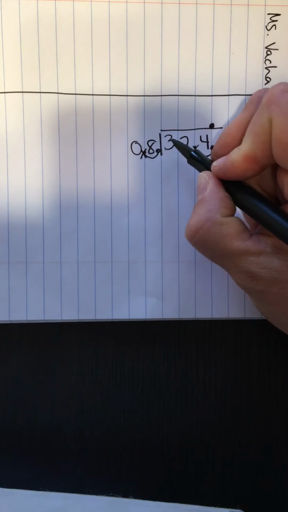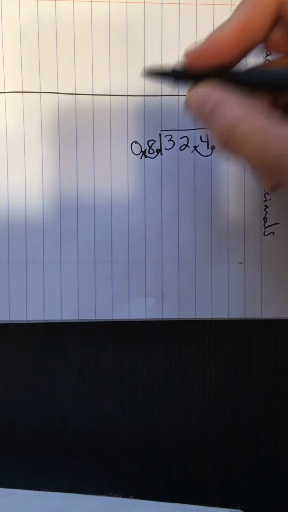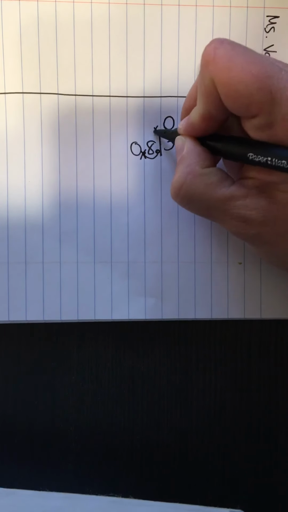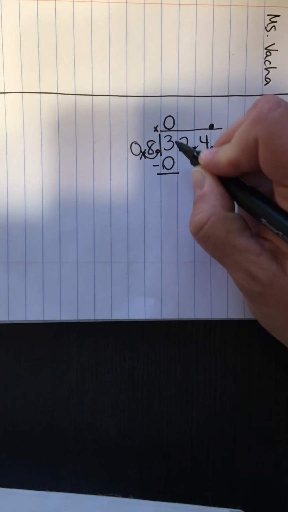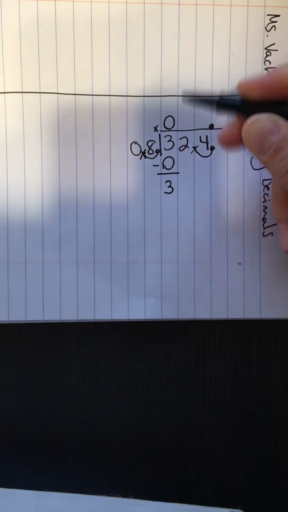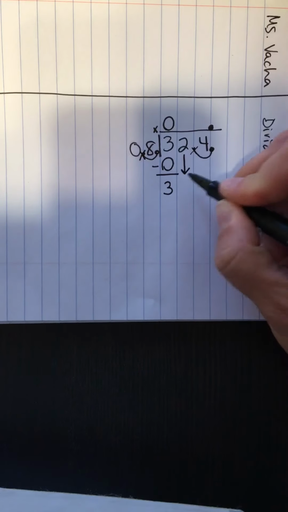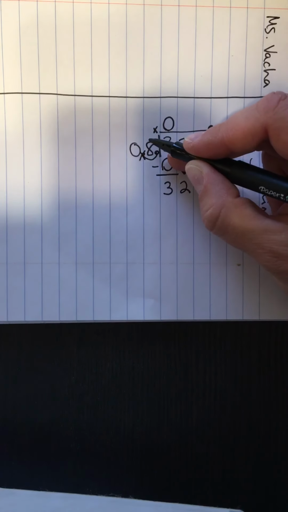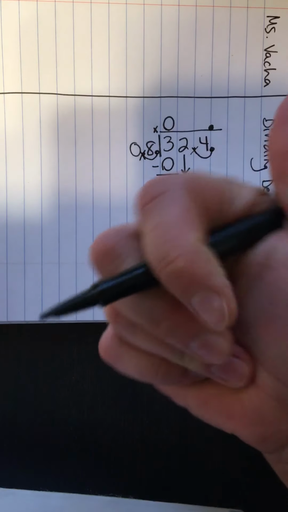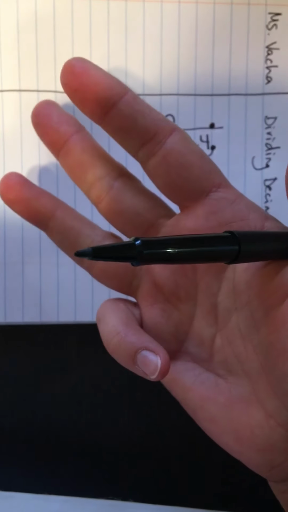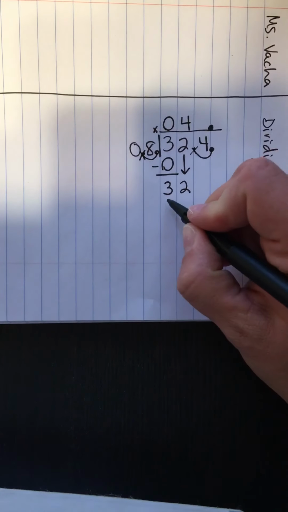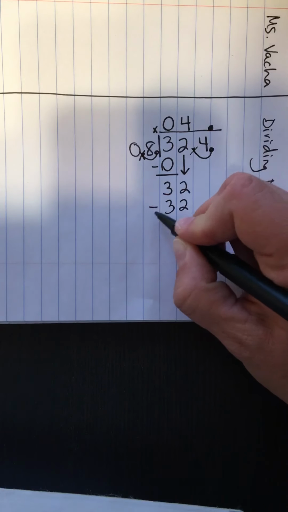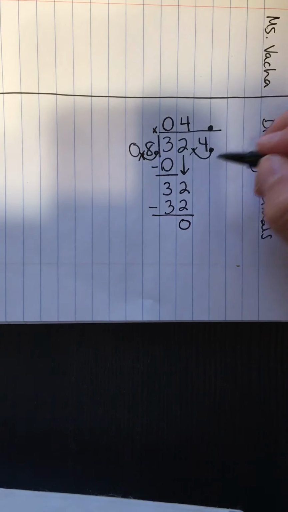Then I ask myself, how many times does 8 fit into 3? 8 doesn't fit into 3, so 0 times. 0 times 8 equals 0. And then divide, multiply, next is subtract. 3 minus 0 is 3. Next step is bring it down. Then I ask myself, how many times does 8 fit into 32? 8, 16, 24, 32. Oh, 4 times. 4 times 8 is 32. 32 minus 32 is 0. And then I bring down my 4.